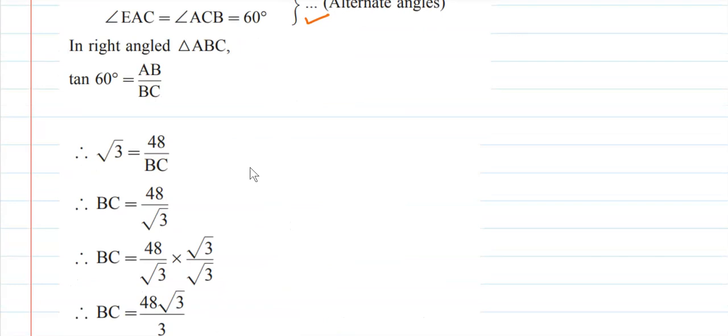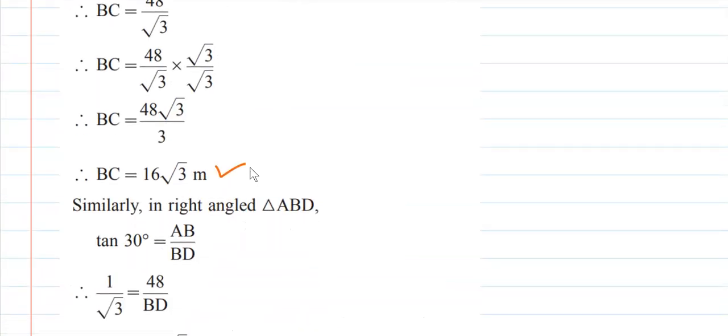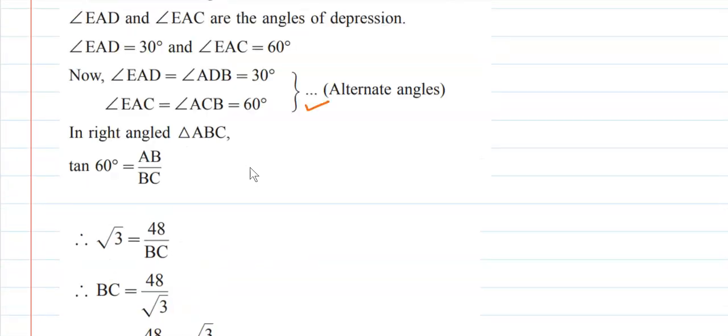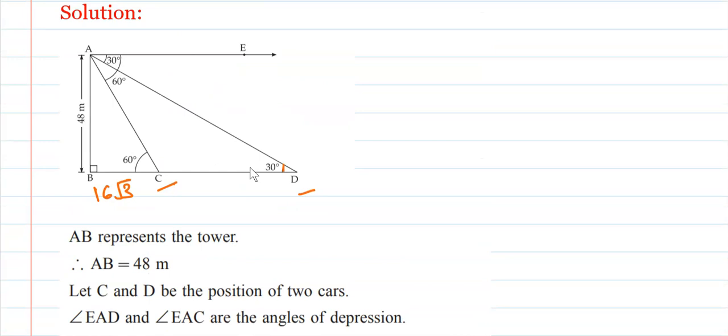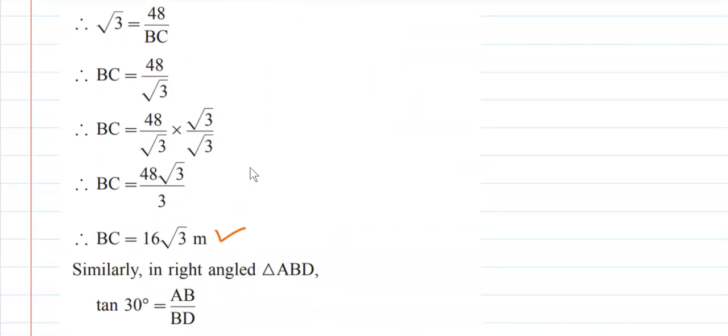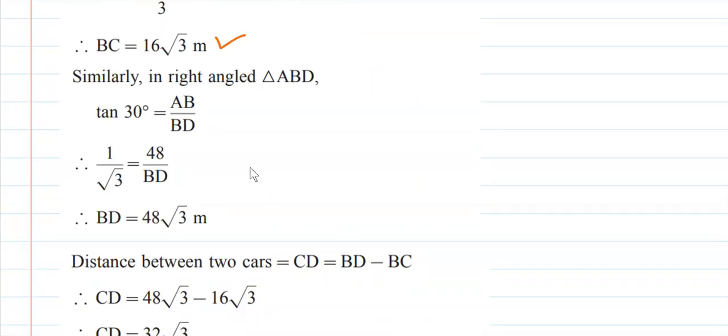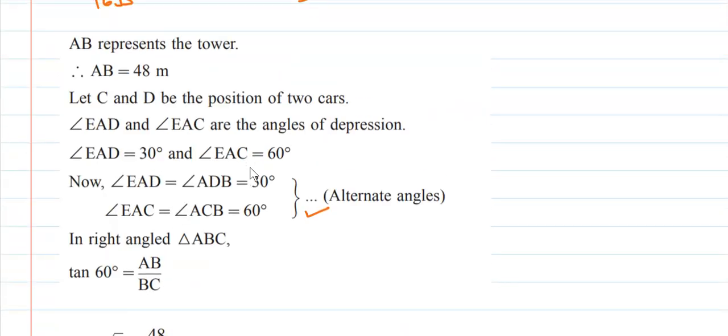Now the next, similarly in triangle ABD, tan 30 घेणार इथे. Tan 30 is equal to AB upon BD. Tan 30 is 1 by root 3. AB is 48 and this is BD. Therefore BD is equal to 48 into root 3. The distance between the cars, that is CD.